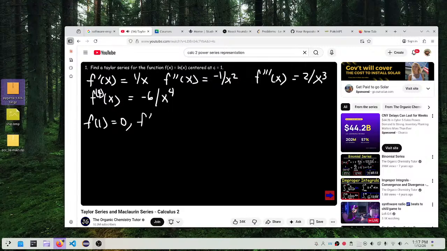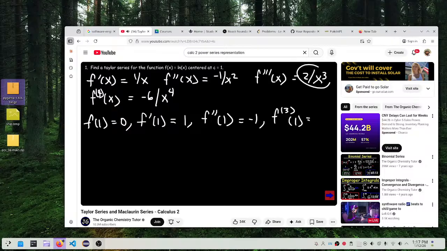f prime of 1 is going to be 1 over 1, which is 1. And then the second derivative, evaluated at 1, that's -1 divided by 1 squared, which is just -1. And for the third derivative, it's going to be positive 2. And the value for the fourth derivative, when x is 1, is -6 divided by 1 to the fourth, or simply -6.